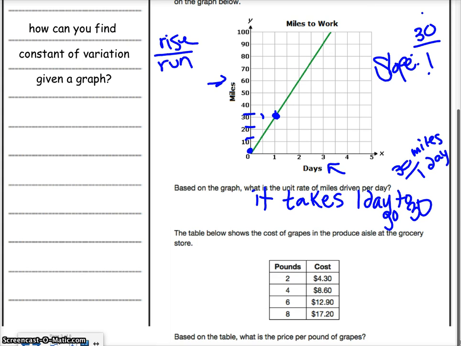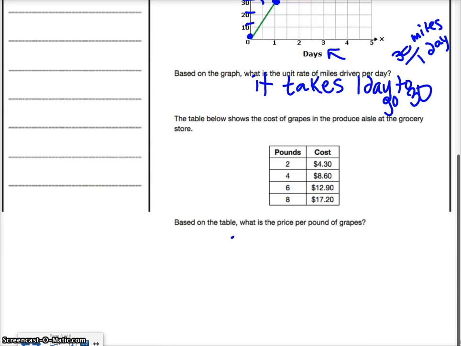Okay, next is a table. The table below shows the cost of grapes in the produce aisle at the grocery store. Based on the table, what is the unit rate? Do you remember how to find slope from a table? How? Just tell me how. Put it in a fraction. Yeah, you have to go change in y over change in x. That's slope from a table. Change in y over change in x.